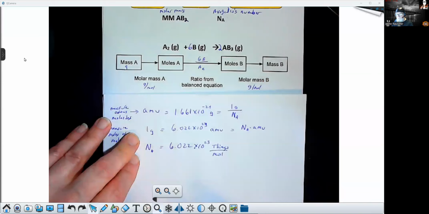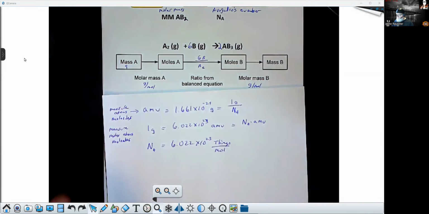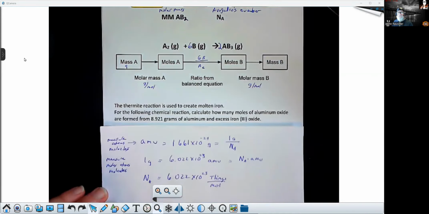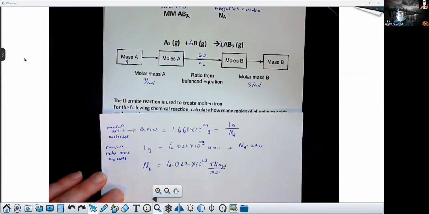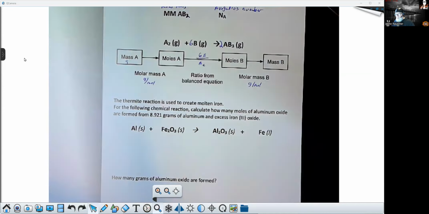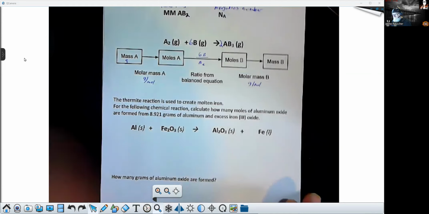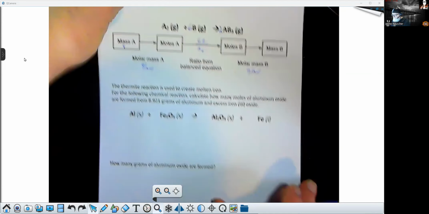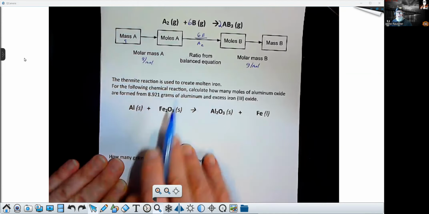Okay, so that's the theory. That's how we're going to do all this. Let's go ahead and do some problems here and figure this stuff out. So we have the thermite reaction.